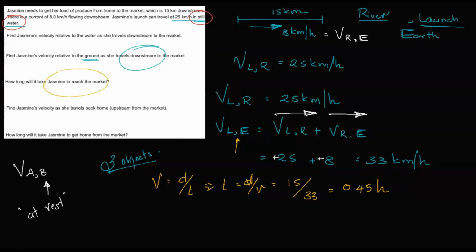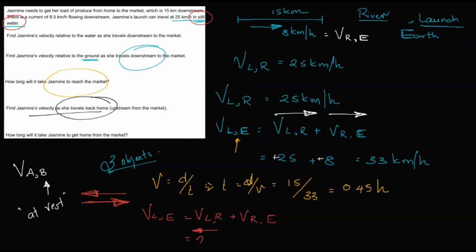So the next question is, find Jasmine's velocity as she travels back home. That means you should understand that the river is flowing downstream, but Jasmine is trying to come upstream, right? So in that case, VLE is still VLR plus VRE. VLR is like this, which is 25, and VRE is downstream, which is 8. I mentioned that if going right is taken as positive, going left should be taken as negative. So this is minus 25 plus 8, which is minus 17, right?